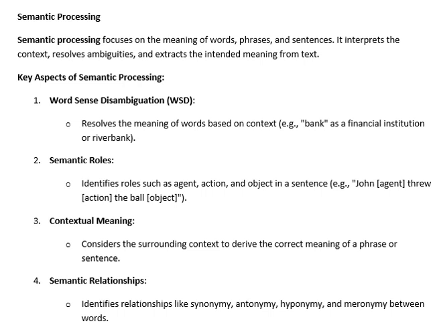There are some key aspects of semantic processing. First one is word sense disambiguation, which resolves the meaning of words based on context. Example, bank as a financial institution or riverbank. Then semantic roles, which identify roles such as agent, action, and object in a sentence. Contextual meaning considers the surrounding context to derive the correct meaning of a phrase or a sentence. The fourth one is semantic relationships, which identify relationships like synonymy, antonymy, hyponymy, or meronymy between words.